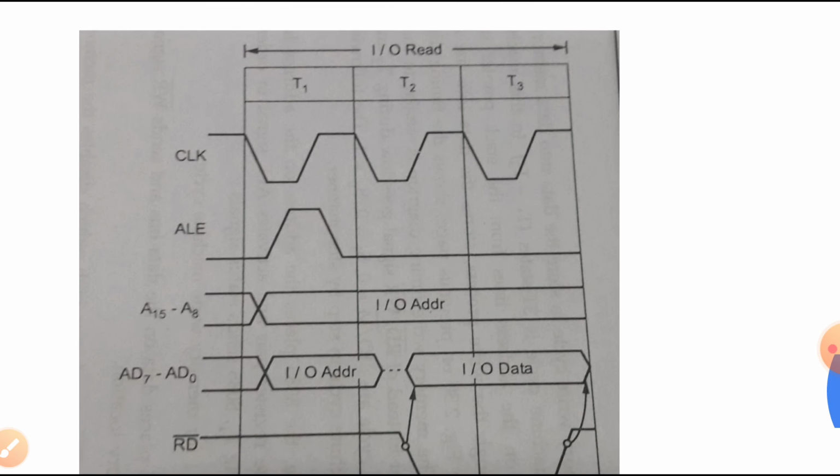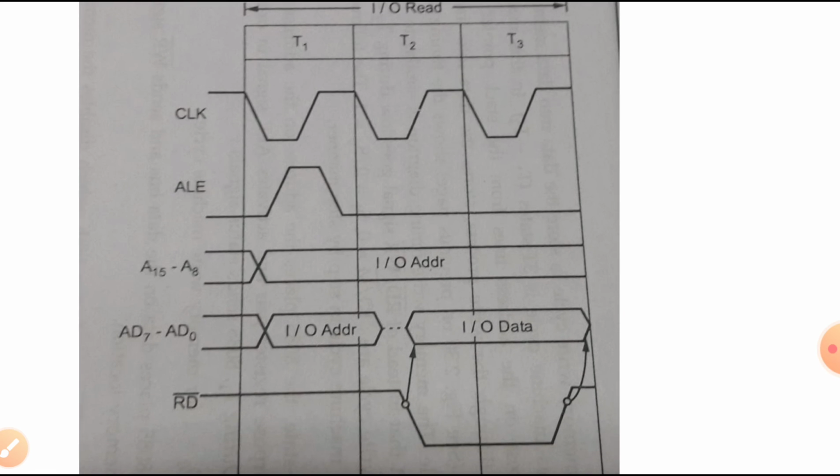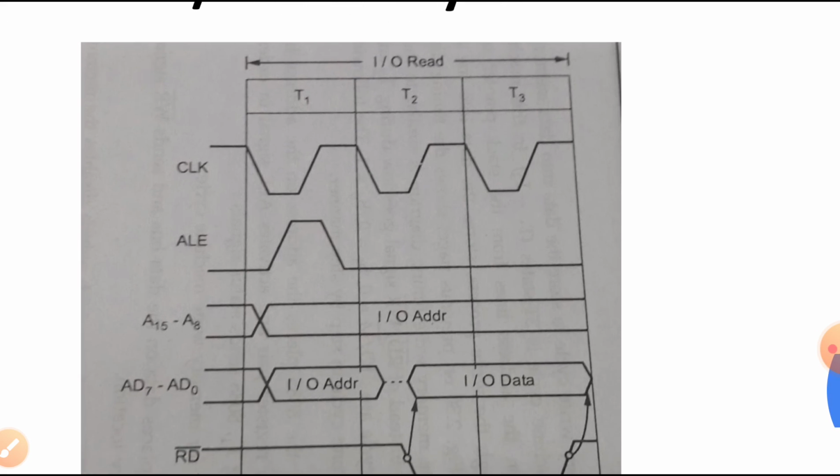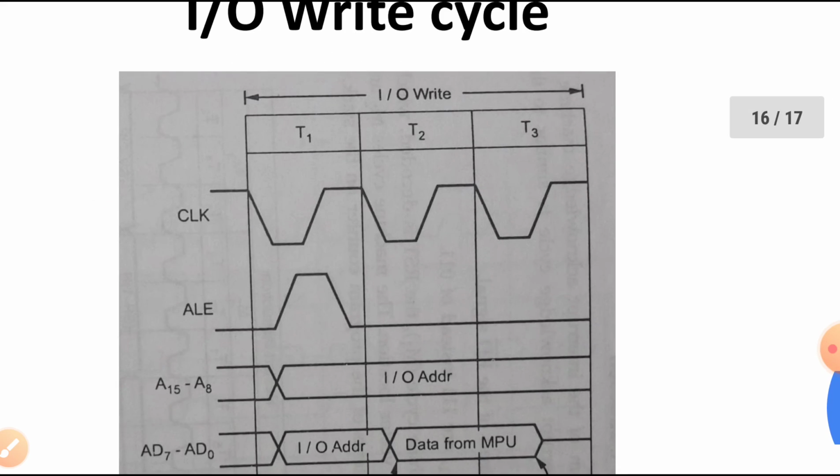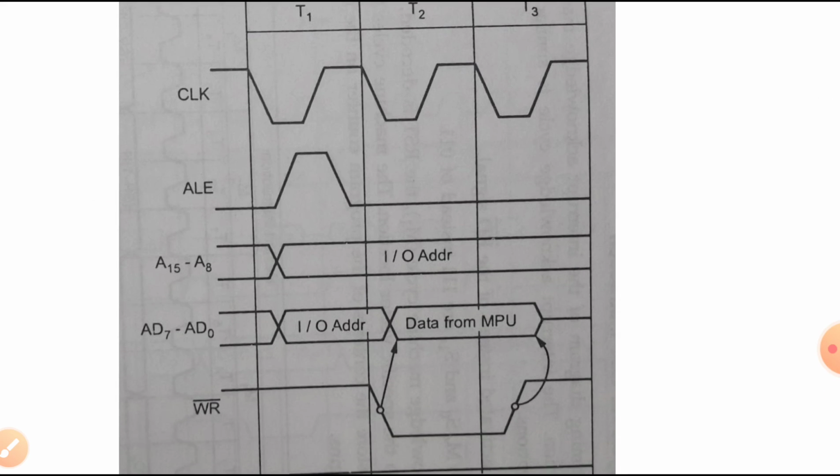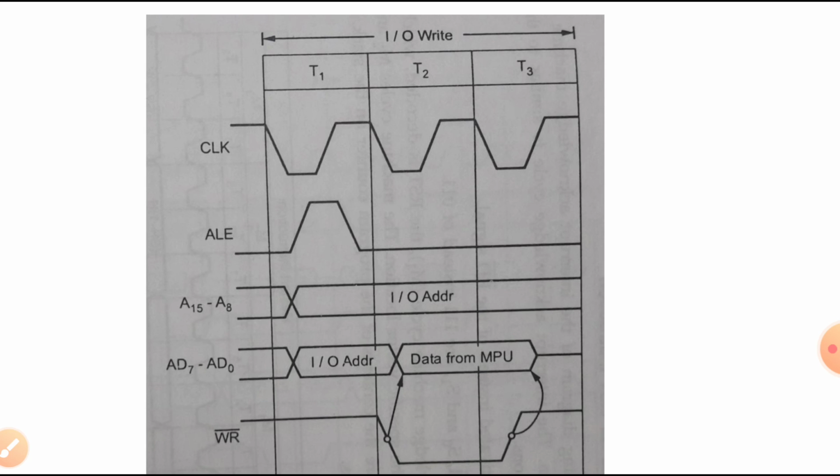Similarly, the lower order address, higher order address as well as the ALE signal are all activated in T1, and the read signal is activated in T2, and in between T2 and T3 you will be able to get the data, either for the reading process or for the writing process. So this is the input output read cycle, and this is the input output write cycle. Again it is going to take 3 T states.